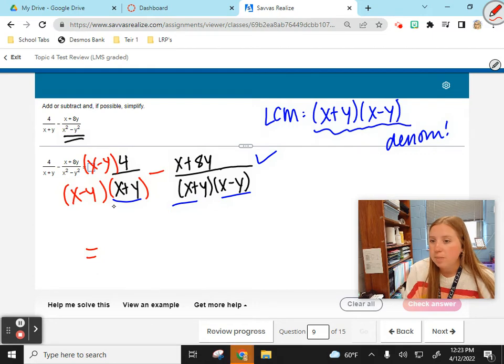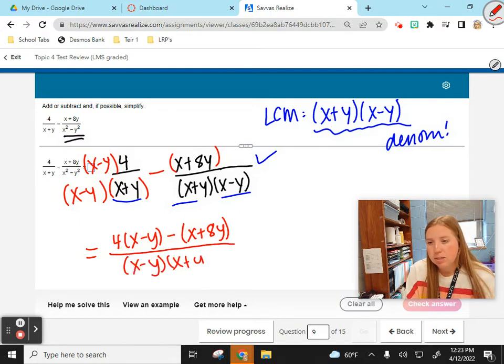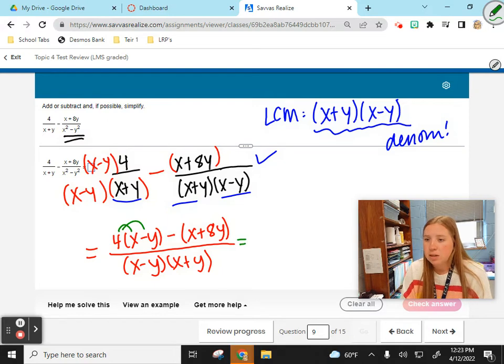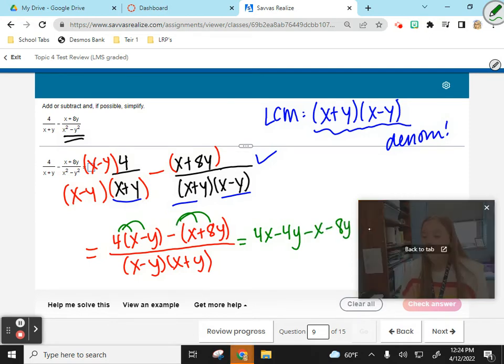This is going to be, I'm actually going to write this as 4 times x minus y minus, I'm going to group this in parentheses because I'm subtracting that entire expression. And then my denominator is x minus y times x plus y. And now all I have to do is simplify here, which means I'm going to distribute 4x minus 4y. And I'm going to distribute that negative sign as well, minus x minus 8y.